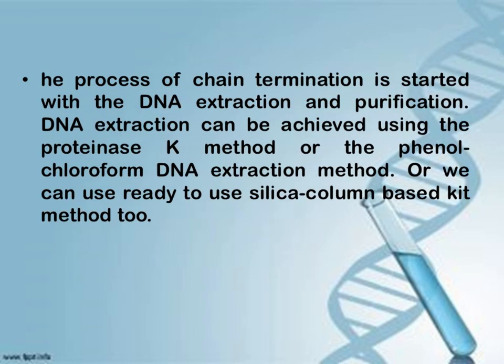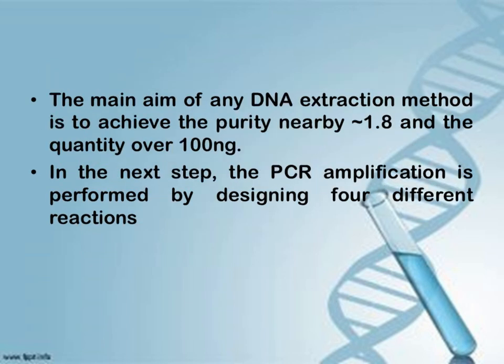Then the process of chain termination starts with DNA extraction and purification. DNA extraction can be achieved using the proteinase K method or the phenol-chloroform DNA extraction method, or we can use a ready-to-use silica column based kit too. The main aim of any DNA extraction method is to achieve a purity near 1.8 and a quantity over 100 nanograms.